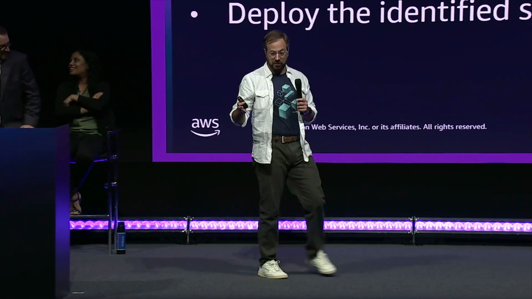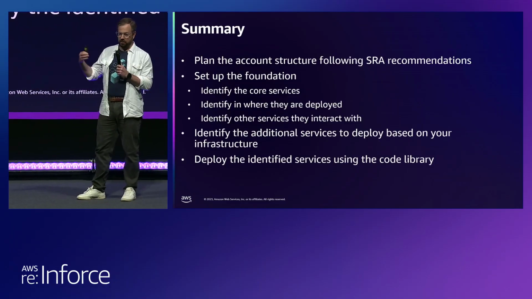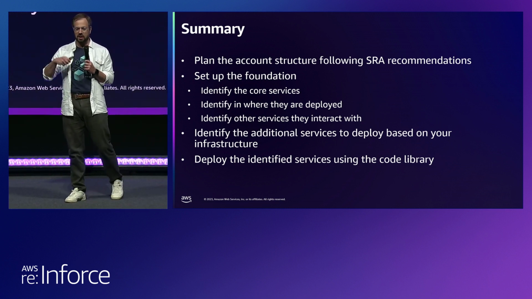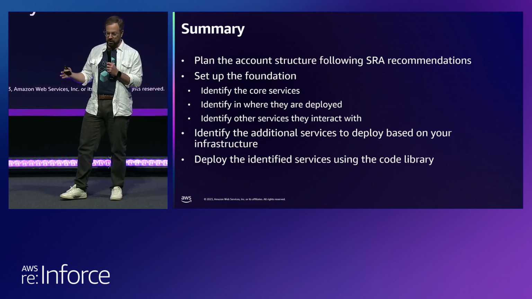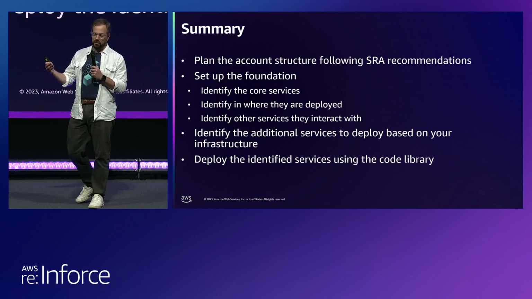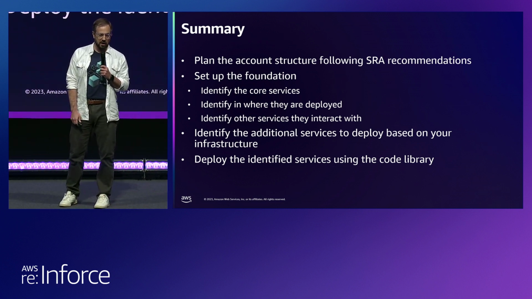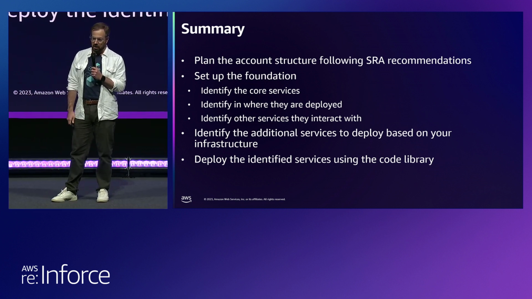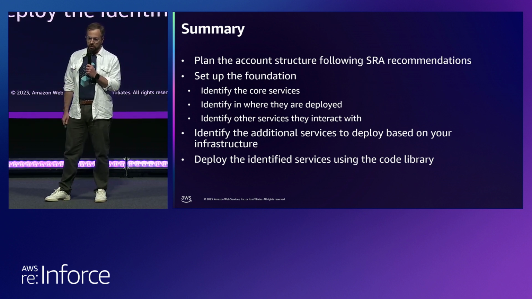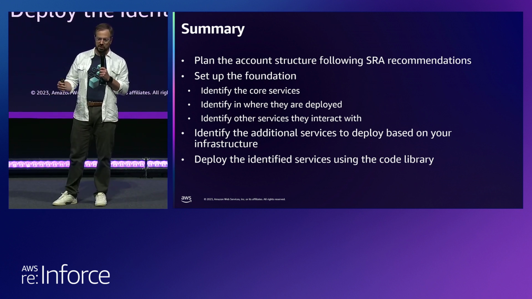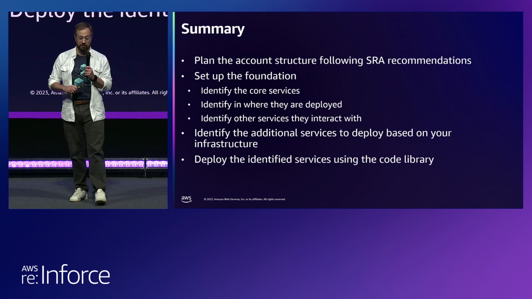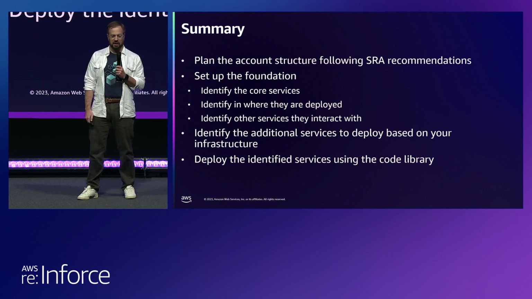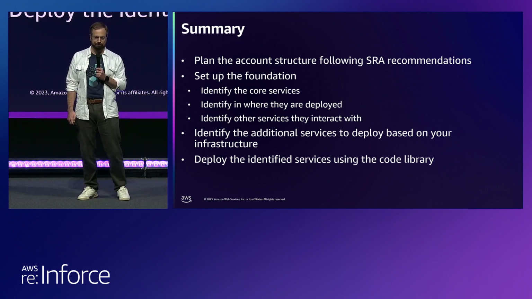All right. So today we walked you through how to get the most out of the SRA. It involves starting with the foundations, understanding core services, where they're deployed, and how they interact. We walked through a few of the design considerations that you might make when customizing the security reference architecture to your organization. You can further enhance your security posture by identifying and deploying additional services based on your unique usage of AWS. We're proud of the code library and the work that's gone into it, and hopefully you saw how easy it can be to deploy it in your AWS infrastructure.